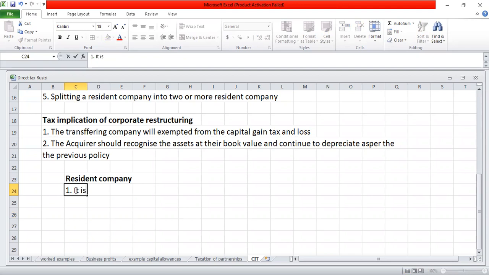It is established according to the Rwandan commercial law.